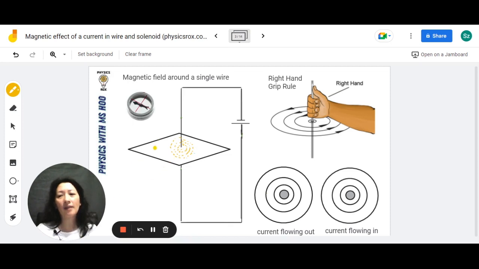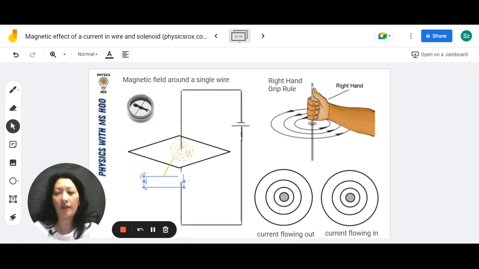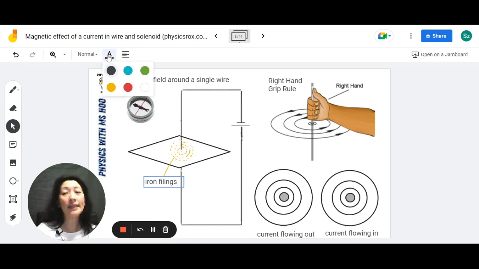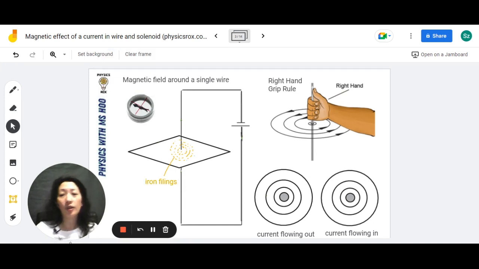Now, what does this all mean? Why we use iron filings is because if you recall what you've learned about magnetism, iron is a magnetic material, which means that it is attracted to magnetic fields. So the formation of iron filings into patterns proves that there are magnetic fields around this wire.